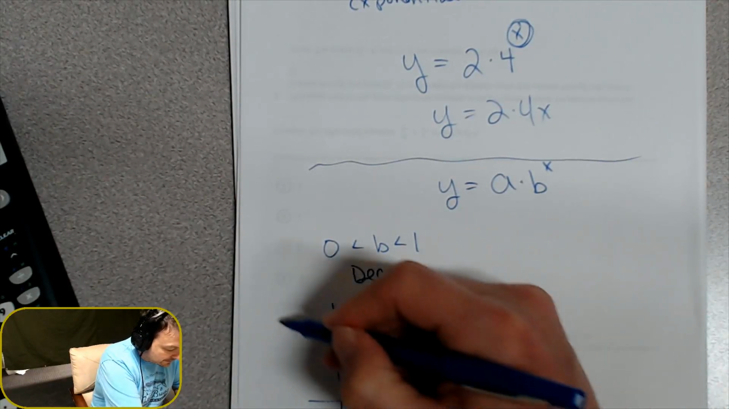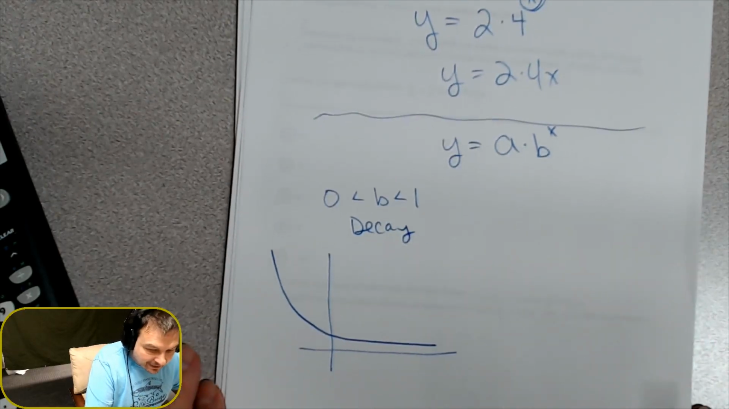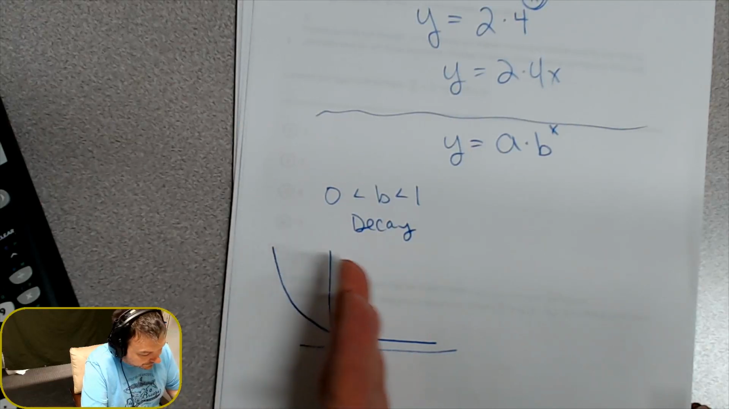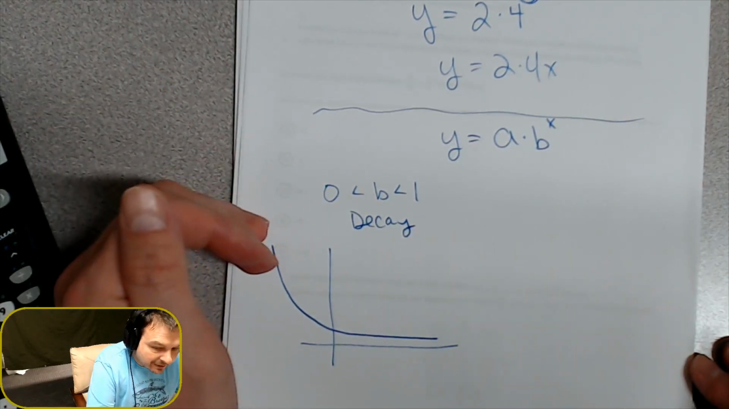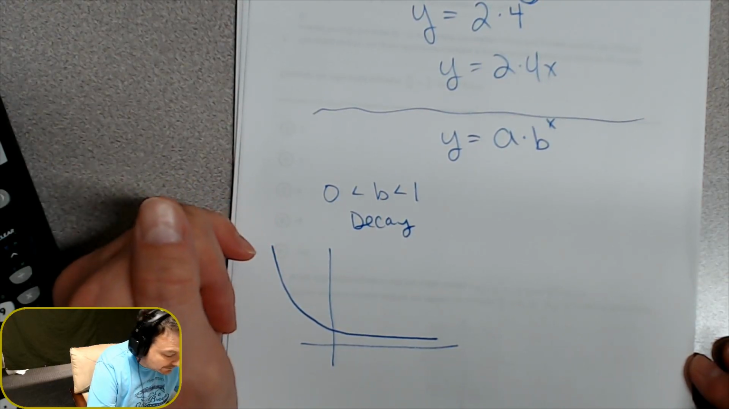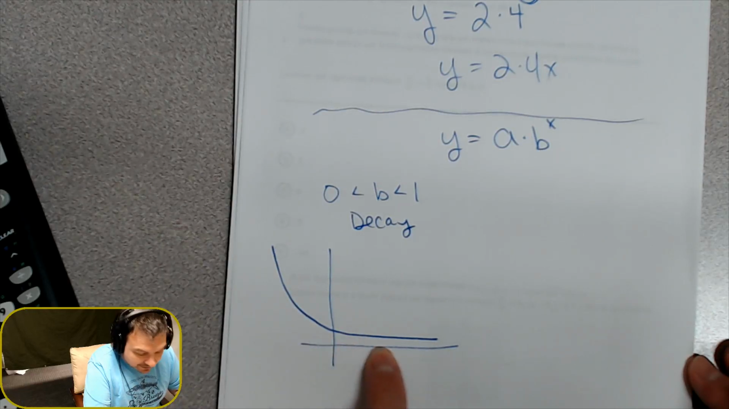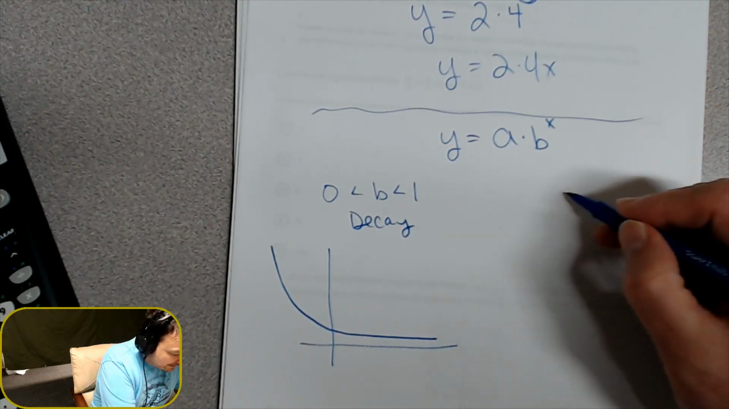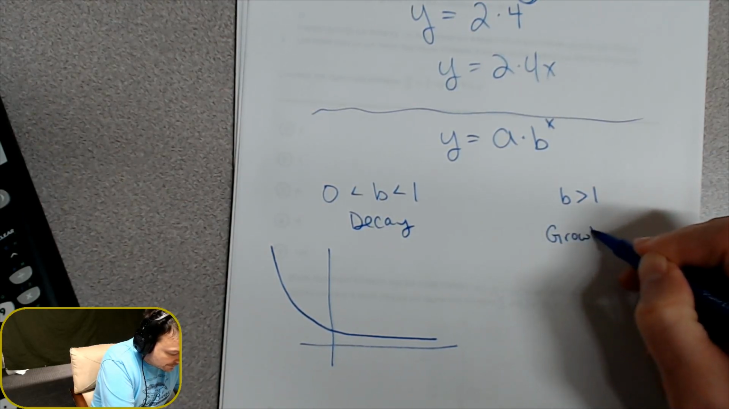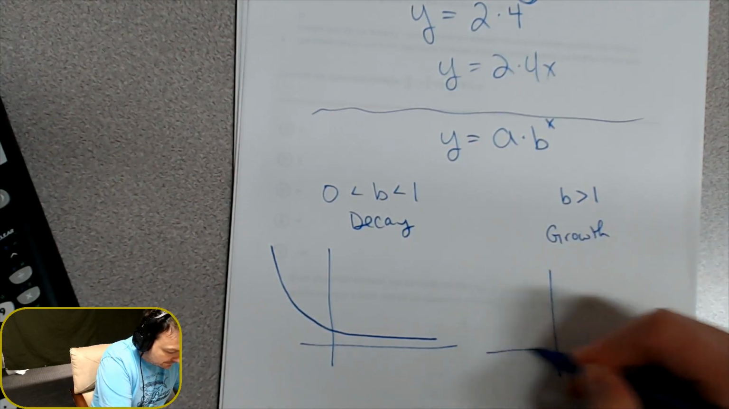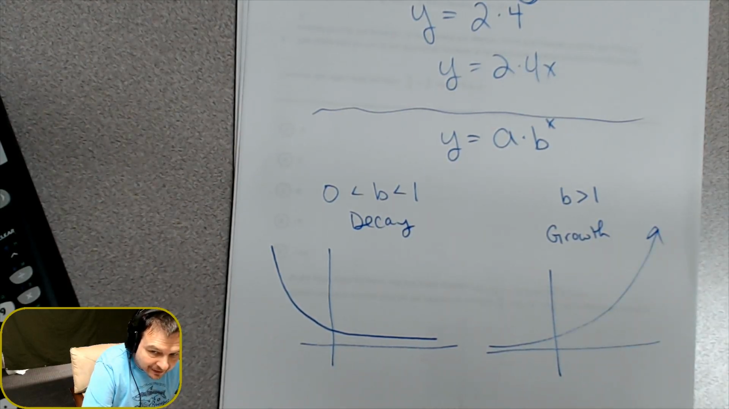It looks like this. It starts up top and goes down low. Things that happen like that, you're losing something. It slowly decays. Half-life, for example. They could date the dinosaurs lived 4 billion years ago because carbon decays like that. Now, if b is greater than 1, we call that growth, and it looks like this. Money, finance, grows exponentially. We'll talk more about that today.